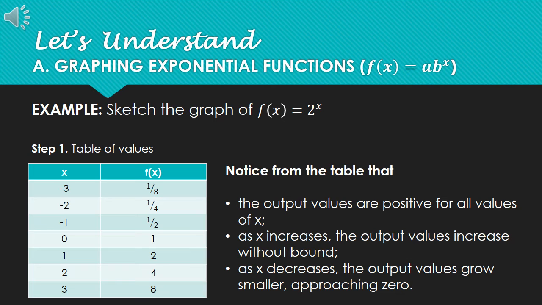So next, as x increases, the output values increase without bound. Yes, we can clearly see that. So from negative 3 to 3, we can see that the values of f of x are also increasing from 1/8, 1/4, 1/2, 1, 2, and 4, and 8. So next, as x decreases, the output values grow smaller, approaching 0. So when our x decreases, our values on f of x decreases, approaching to 0, but will never touch 0.